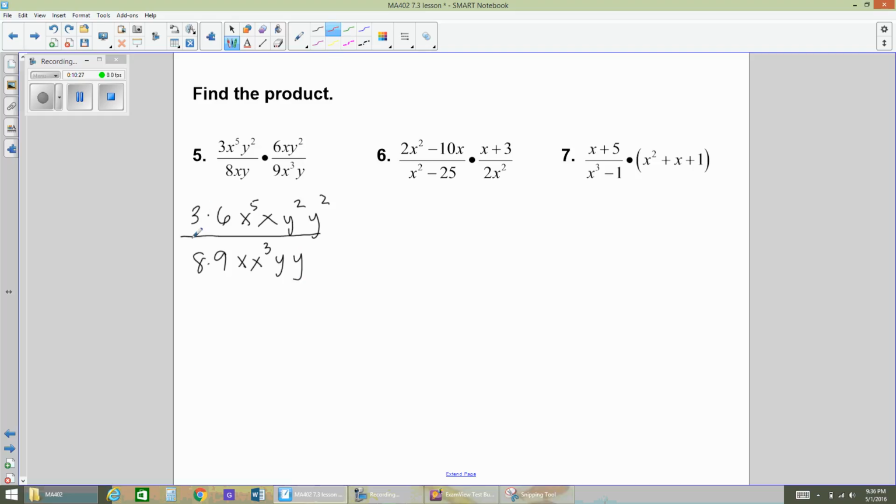So this 3 cancels that 9, leaving a 3. That 3 cancels that 6, leaving a 2. That 2 cancels that 8, leaving a 4. So I have a 4 down here and an invisible 1 on top. I have x to the 6th on top and y to the 4th, x to the 4th in the denominator, and y squared.